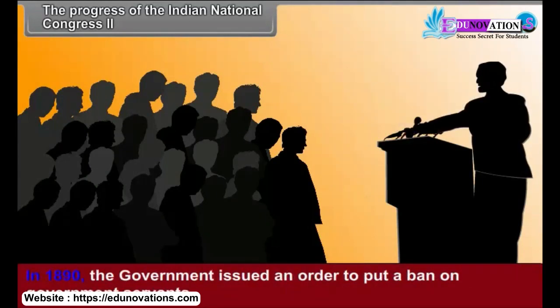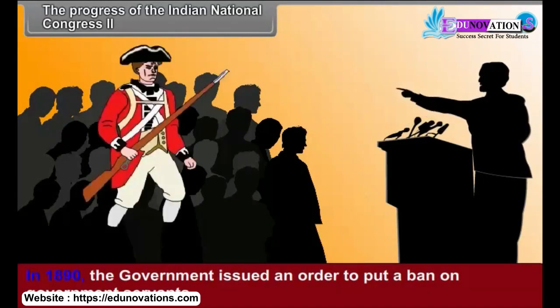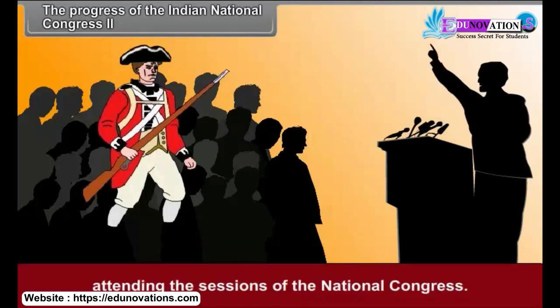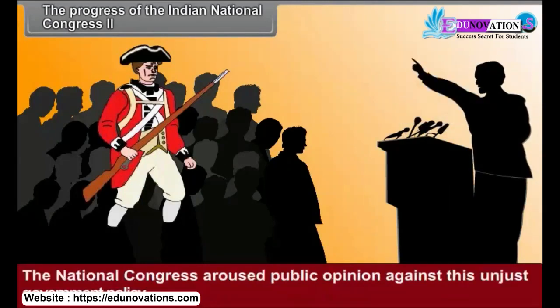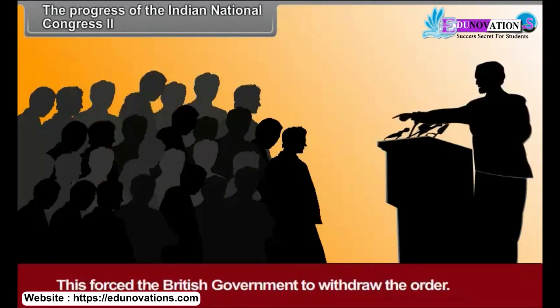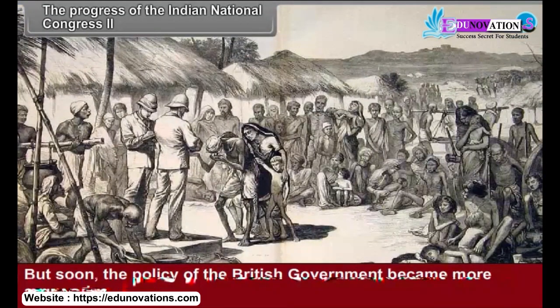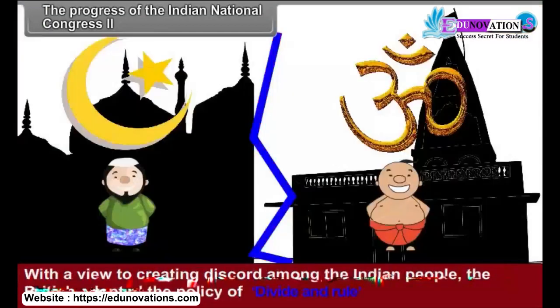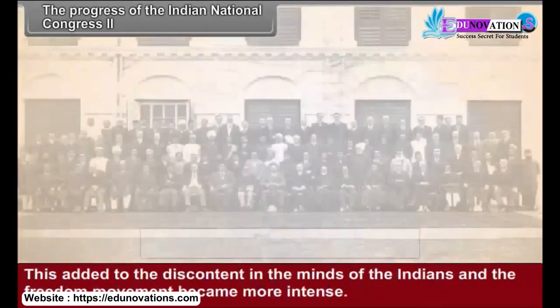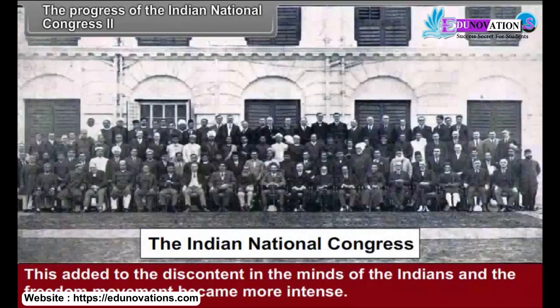In 1890, the government issued an order to put a ban on government servants attending the sessions of the National Congress. The National Congress aroused public opinion against this unjust government policy. This forced the British government to withdraw the order. But soon, the policy of the British government became more aggressive. With a view to creating discord among the Indian people, the British adopted the policy of divide and rule. This added to the discontent in the minds of the Indians, and the freedom movement became more intense.